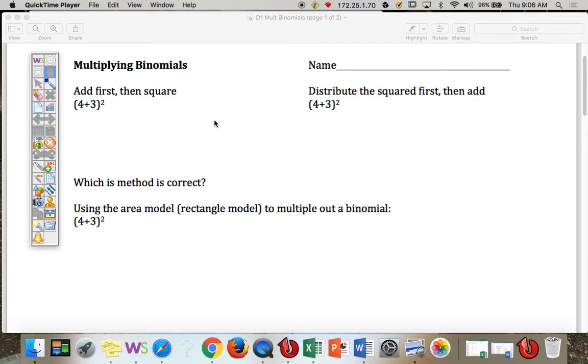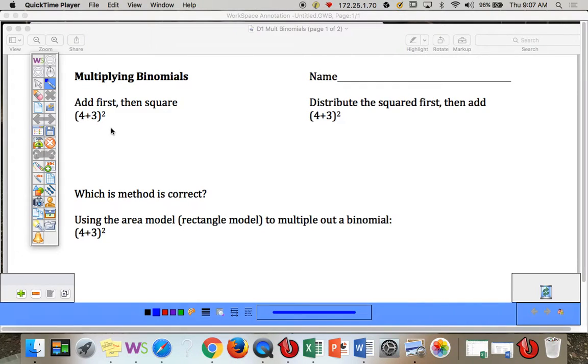We're going to be looking at multiplying binomials. Let's start with just a basic solving problem. We have 4 plus 3 squared. Let's solve it two different ways. Let's add it first and then square it. So if we do that, we'll do 4 plus 3, which is 7. 7 squared is 49.